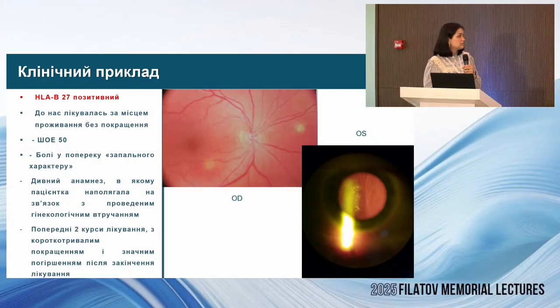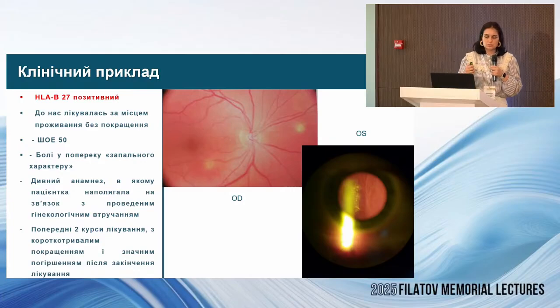Another example, a patient with left eye anterior and middle uveitis, several months of treatment at the place of residence, but there were two pink foci on her right eye. And these are signs of posterior uveitis. And except for being HLA-B27 positive, she had some systemic complaints.